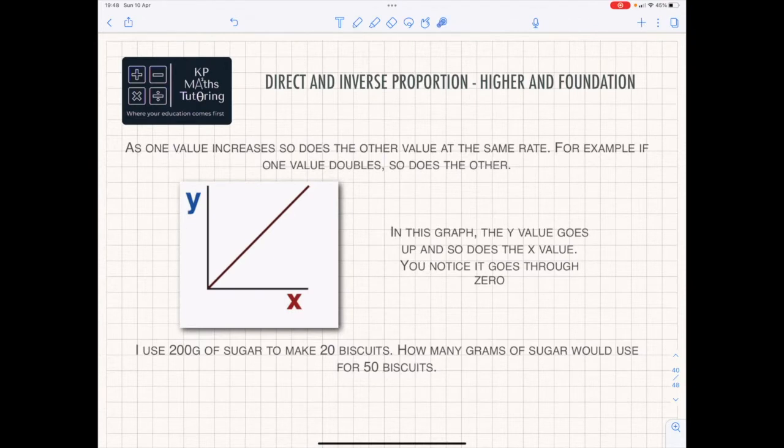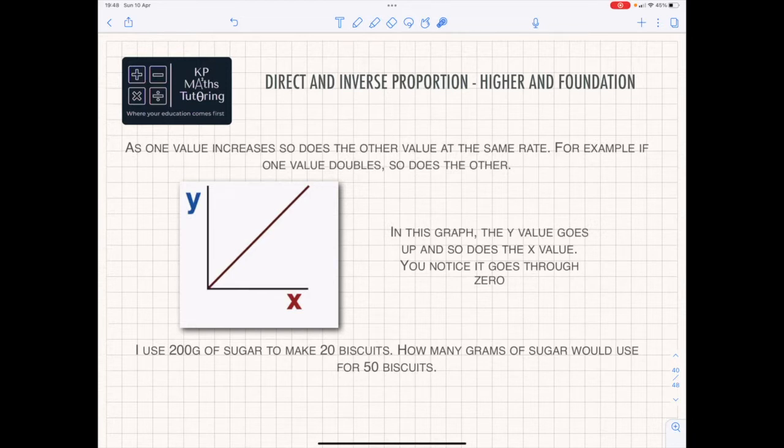So in this one we're going to be talking about direct and inverse proportion. I'm going to talk about this in terms of what it would look like for foundation pupils first of all, and then we're also going to look at some of the higher questions and how we can use direct and inverse proportion as a formula, and go through some of those problems as well. So let's begin by looking at what direct and inverse proportion actually are.